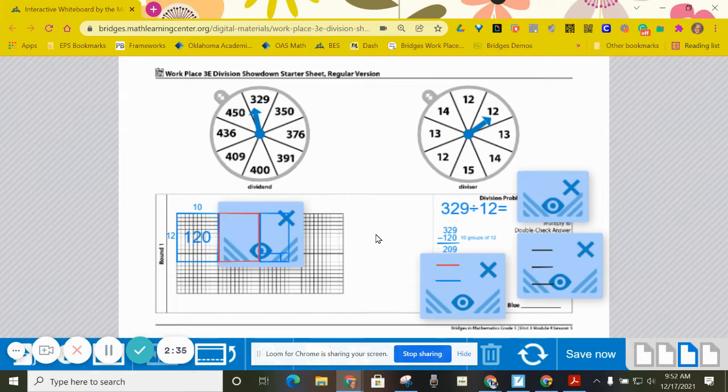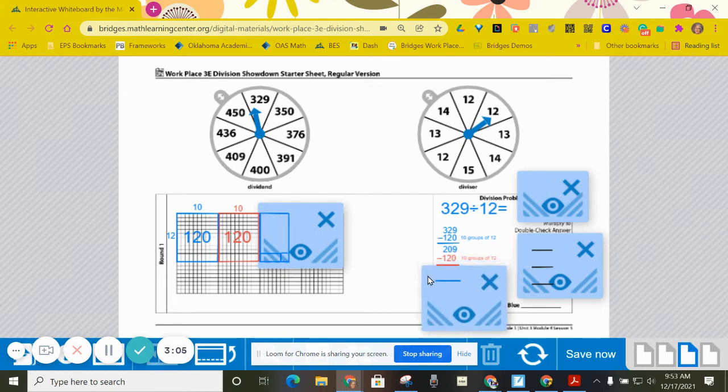I have this player using red here on the grid. They make another rectangle that is 10 by 12, just like this first one, except they're using their own color. We know that a 10 by 12 is, again, 120 square units. So once again, this player is going to come over here and subtract 120 from what was remaining before, which was 209. As we do that subtraction, we get 89.